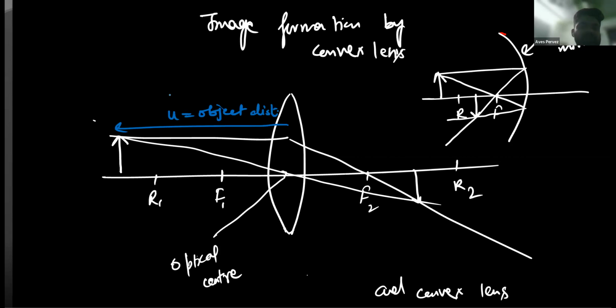Okay, and it will be considered as positive or negative? Negative. Yes, it will be considered as negative because it comes on the negative axis. Okay, so this will be negative.